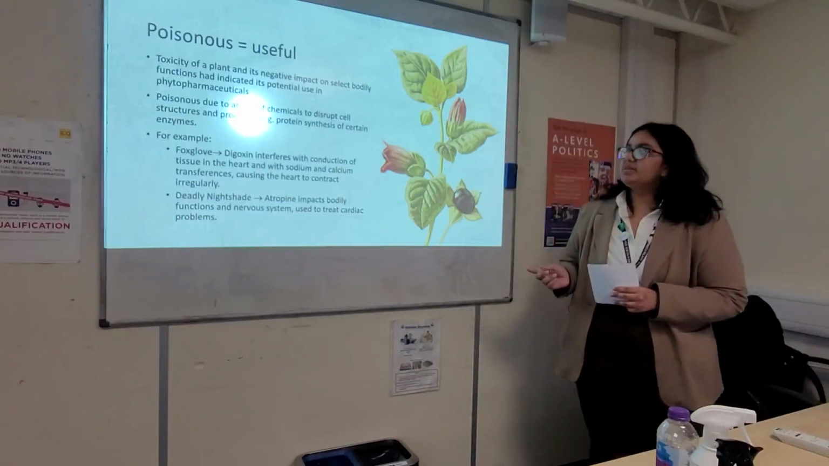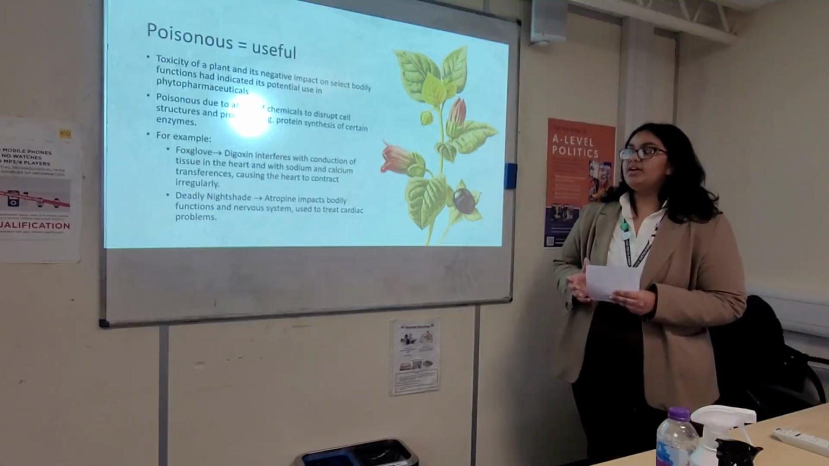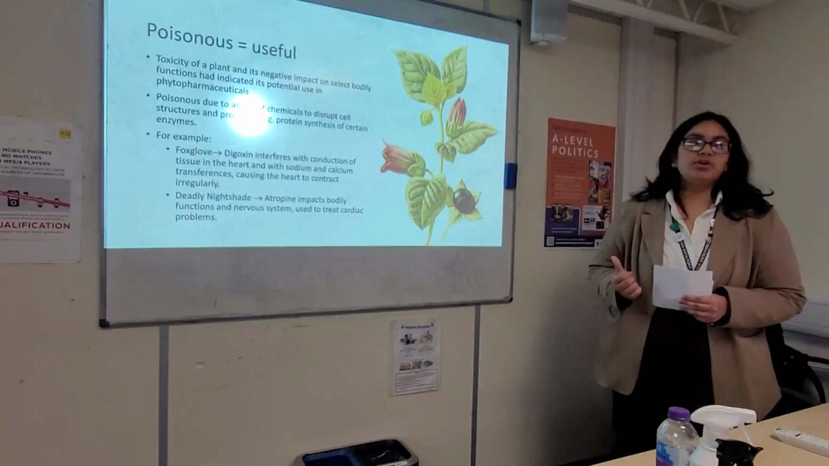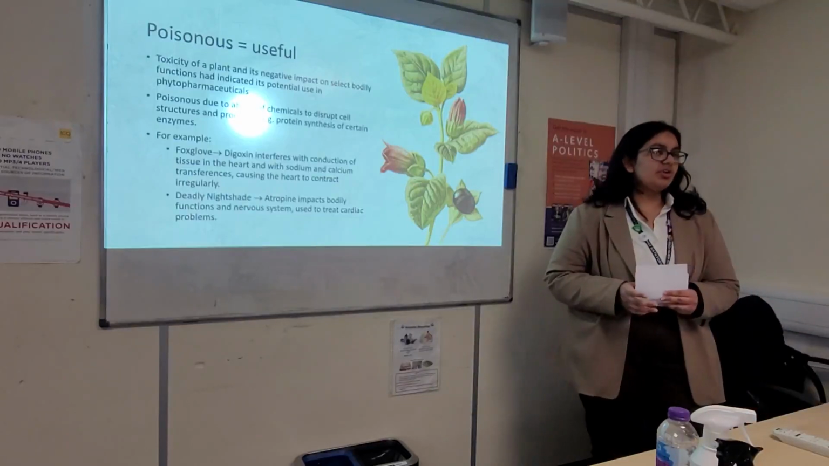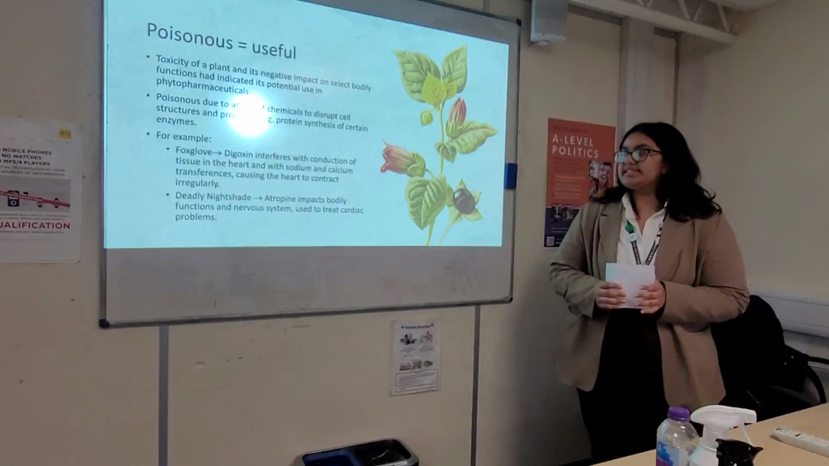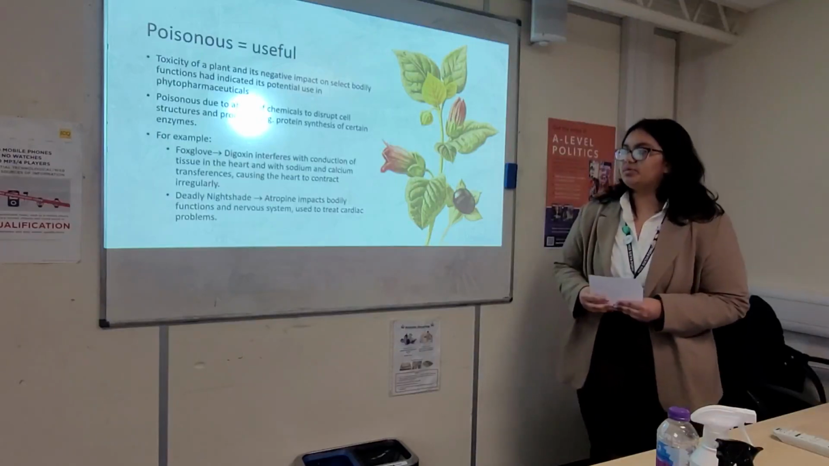So an example of this that we learn in GCSE and A-level is foxglove, which gives the chemical digoxin, which is poisonous because it interferes with the conduction of the cells in the heart, which causes irregular heartbeats. But it's the same reason why it's used to make medicine that helps with cardiac problems.